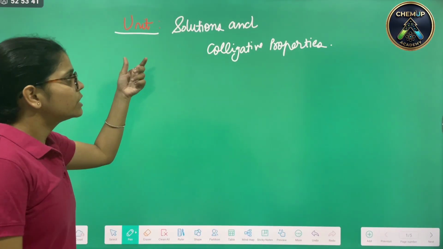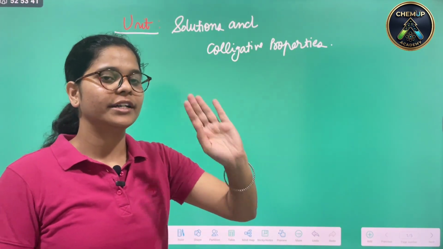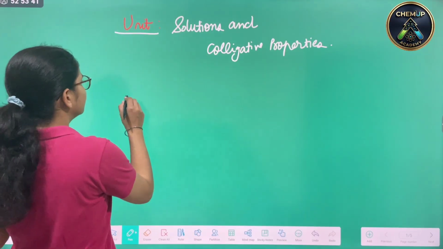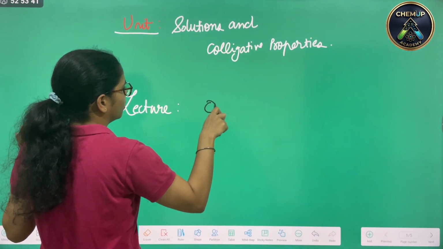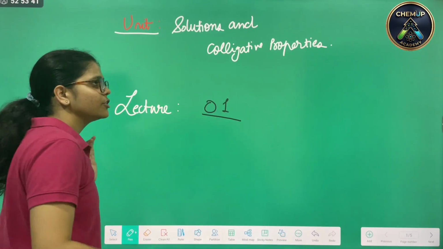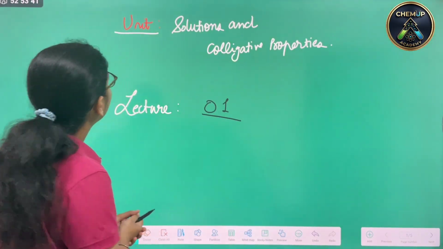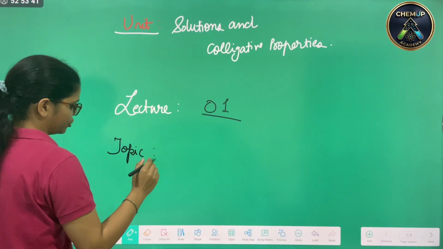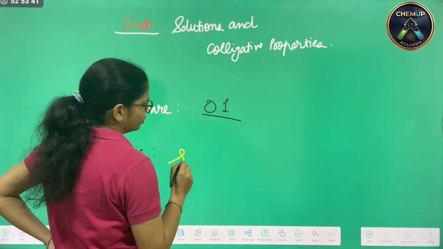So major portion is based on the colligative properties, which we all know that there are 4 colligative properties. We shall be discussing about them in detail. This is your lecture number 1, and it is your duty to keep a track on the number of lectures that are going on. And the topic that we shall be discussing for today shall be your solutions.